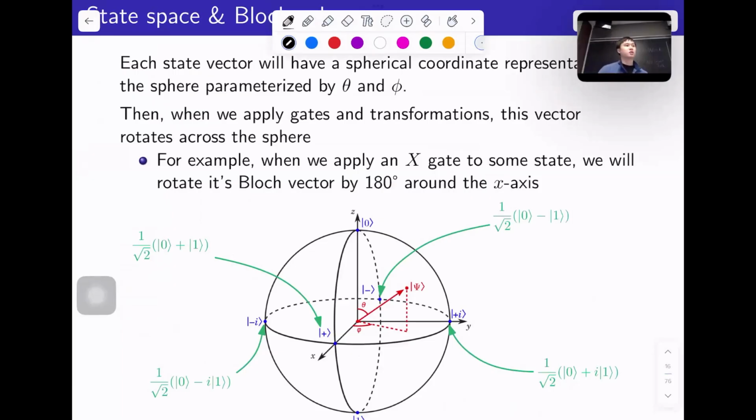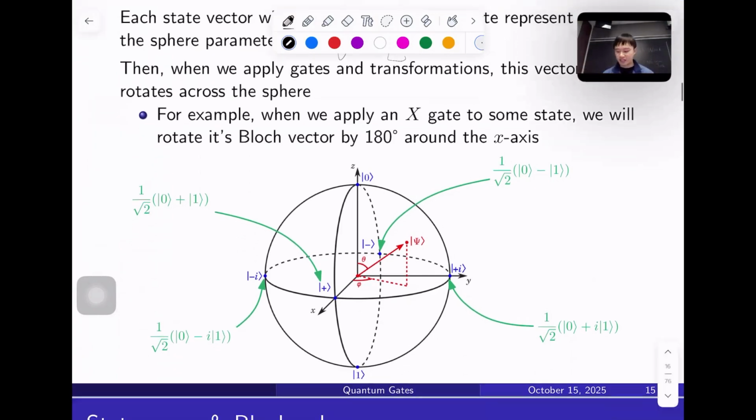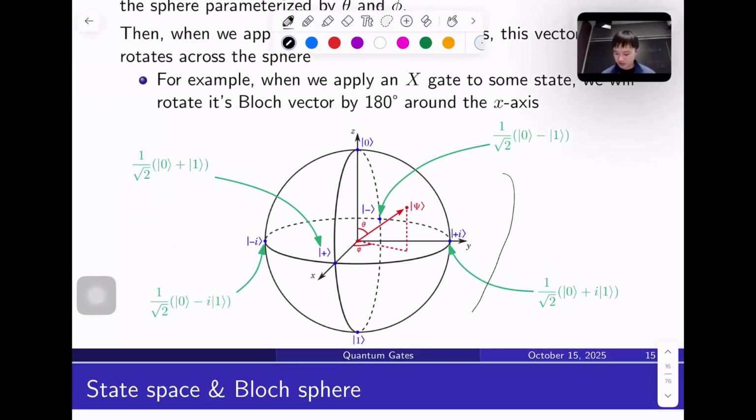Okay, so in general, since this is sort of like in spherical coordinates, we can describe a general quantum state with the two coordinates like theta and phi. So theta will describe how far down we are. Navigating downward is dictated by theta, and then navigating around is given by phi. So basically theta is like the latitude and phi is like the longitude. And as we increase theta, we're basically saying our state is going to look more like the one state.